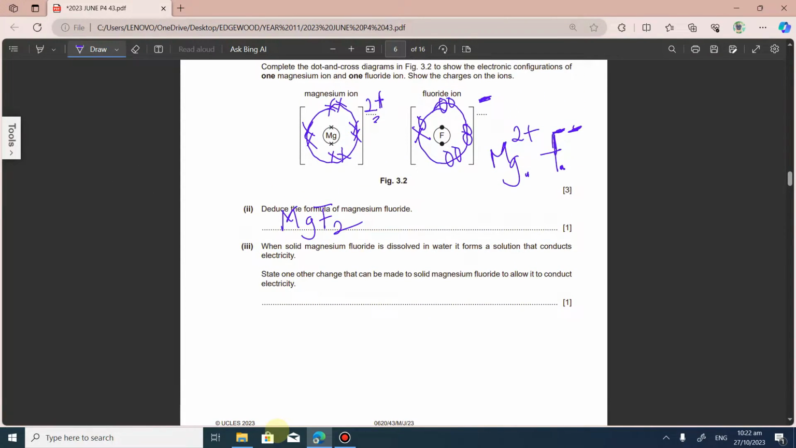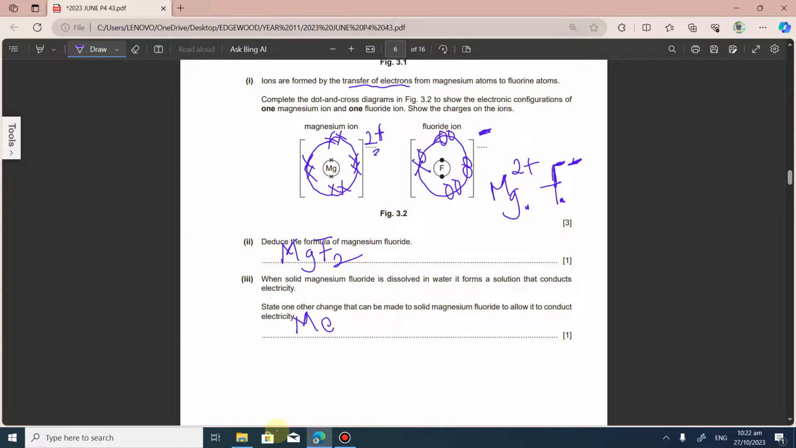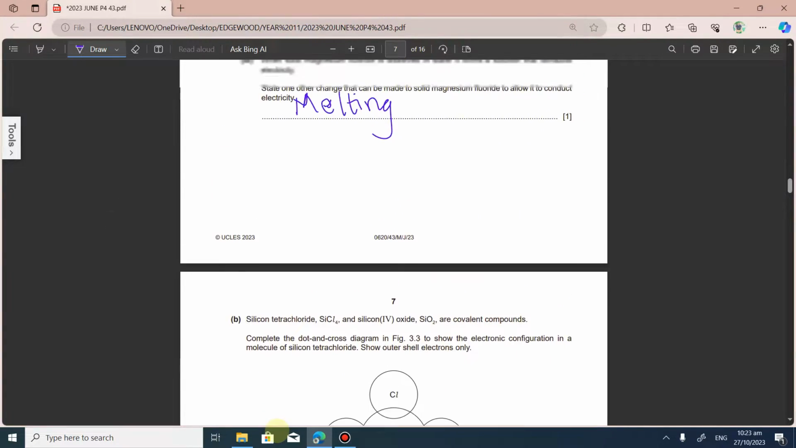Now, when solid magnesium fluoride is dissolved in water, it forms a solution that conducts electricity. Now, state one other change that can be made to solid magnesium fluoride to allow it to conduct electricity. One other change that can be made is simply melting. So melt the magnesium fluoride and it will conduct electricity. So this is one other change that can be adopted, all right, apart from dissolving it in water. All right, so that's for that question.